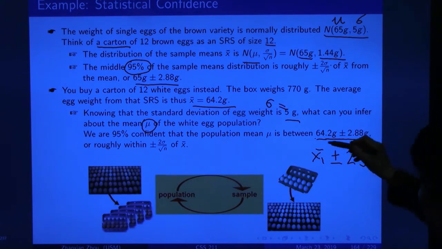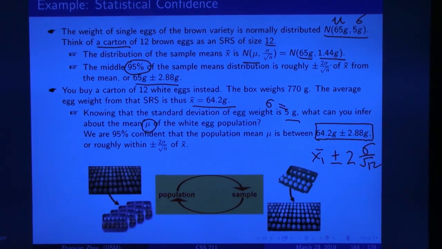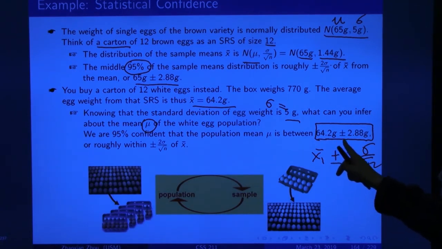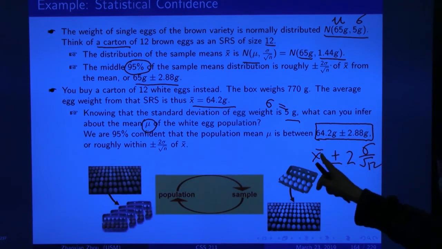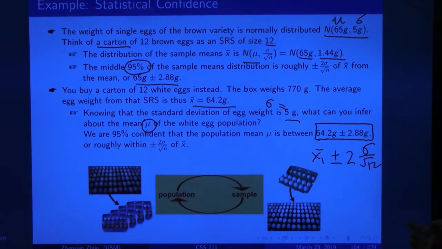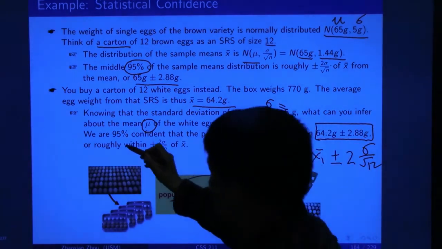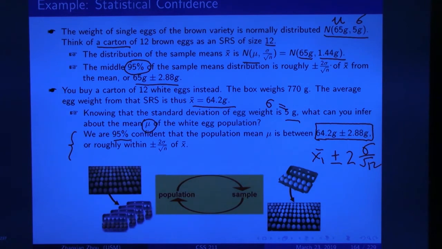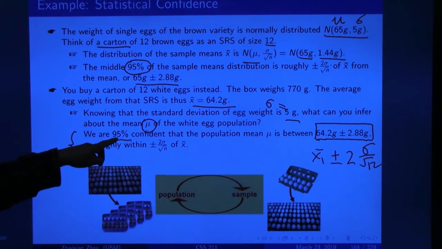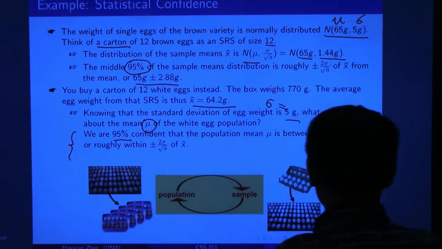So our conclusion is the population mean of the white eggs is given by a confidence interval. It is 64.2 plus and minus 2.88 grams. Because we use 2 here, that gives us a confidence level of 95%. So our complete conclusion is we are 95% confident. 95% is because of these 2.